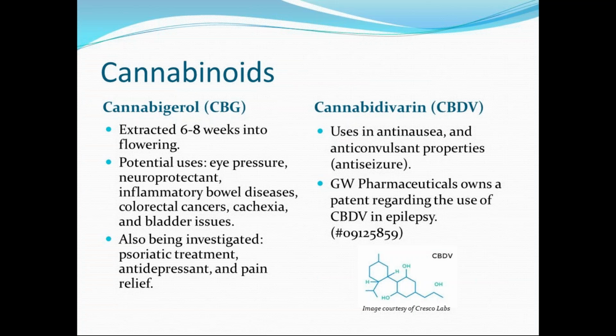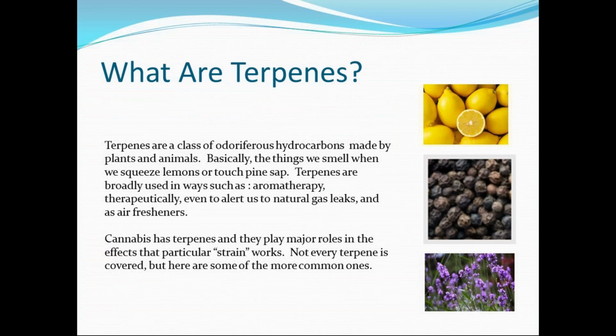Next we have cannabidivarin, which is CBDV. It's used as an anti-nausea and anticonvulsant. Most of the research that I found on CBDV regarded epilepsy though. And several patents are owned by GW Pharmaceuticals, but they do own one on the use of CBDV in the treatment of epilepsy, and that's the patent number right down there. Now let's go on to terpenes.